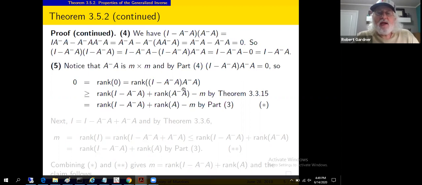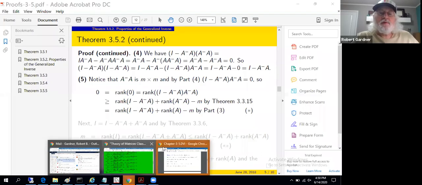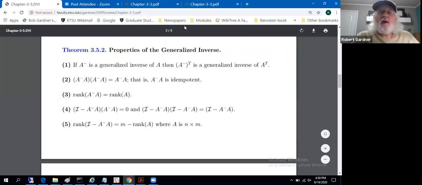Then we've got a rank of a product, and we're dealing with M by M matrices. Let's look at theorem 3.3.15. Apparently from this product, we're drawing a conclusion that we get something greater than or equal to rank of the first plus rank of the second minus M. And remember, this was an M by M matrix. All right, theorem 3.3.15. Let's run back to notes.